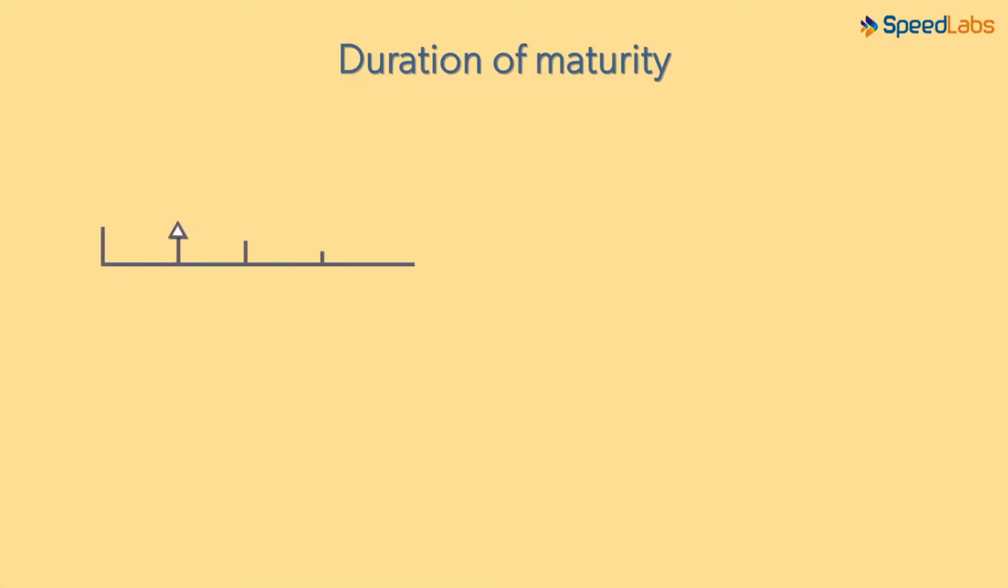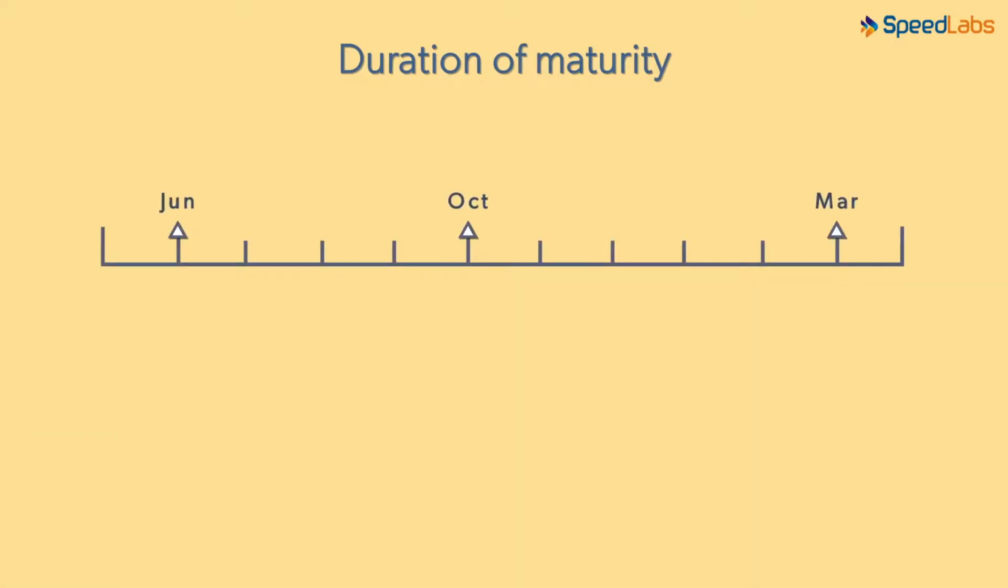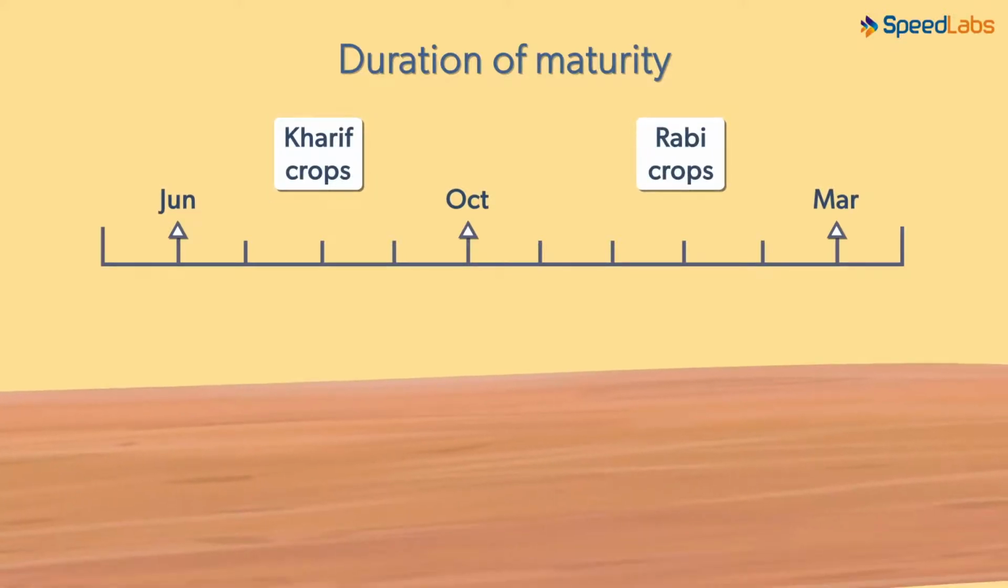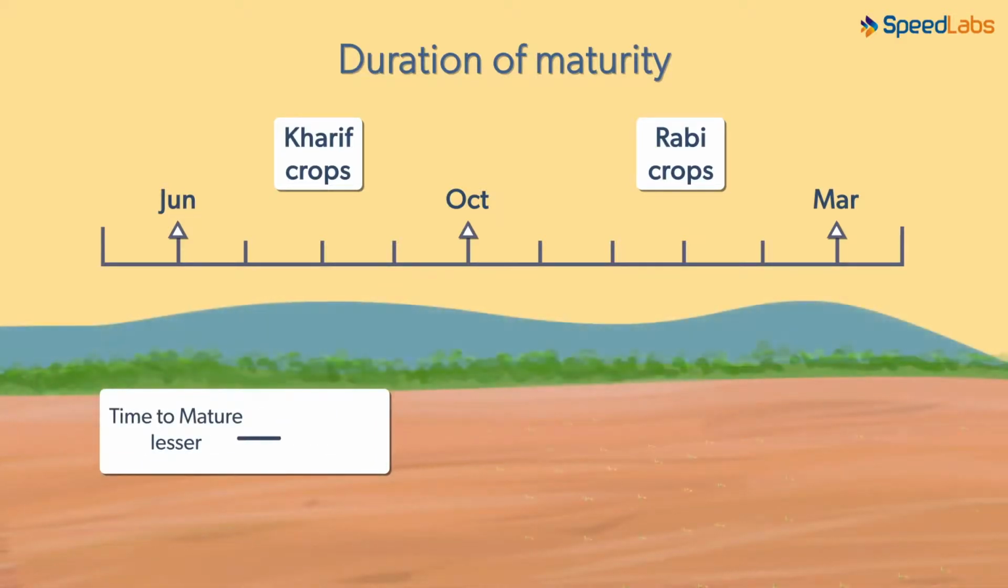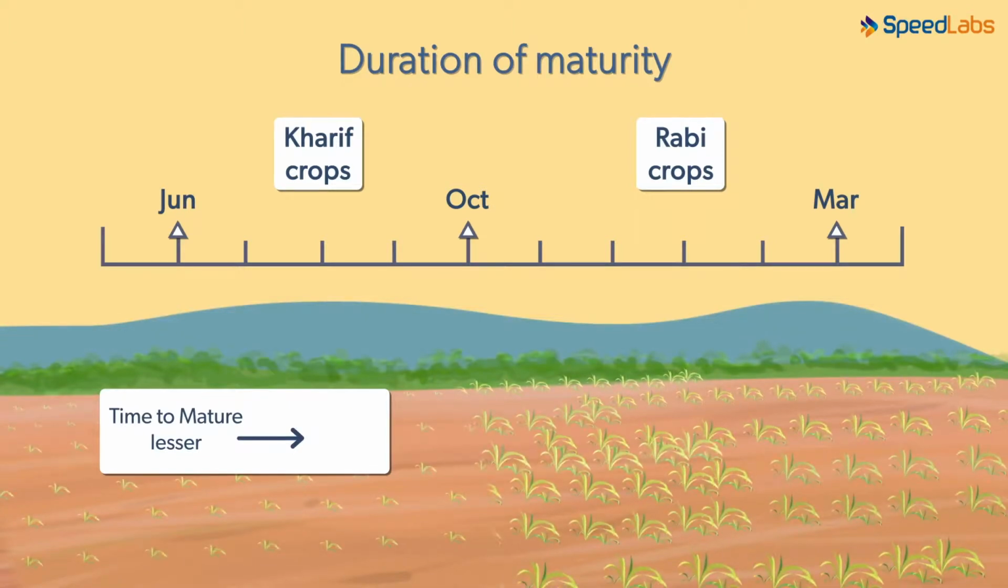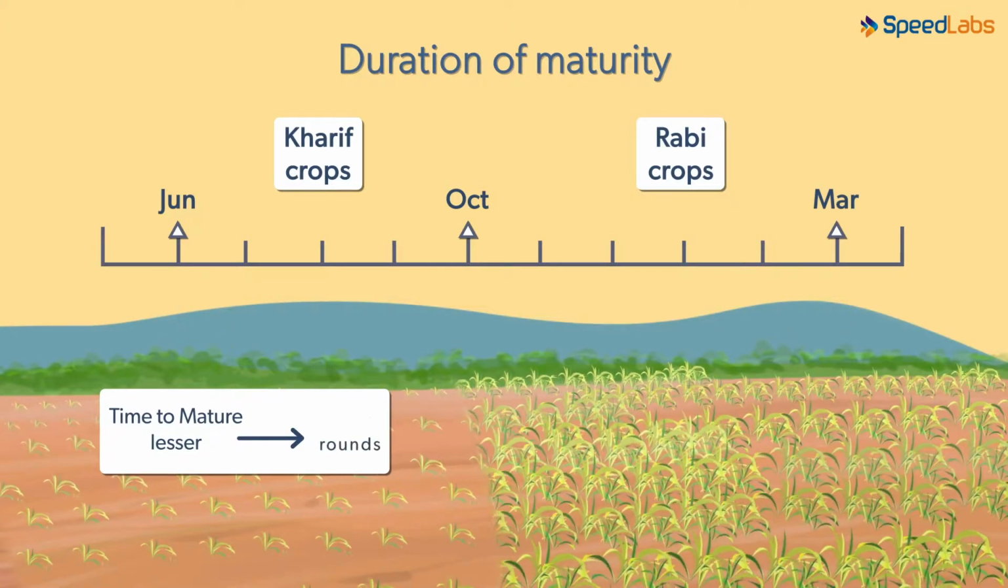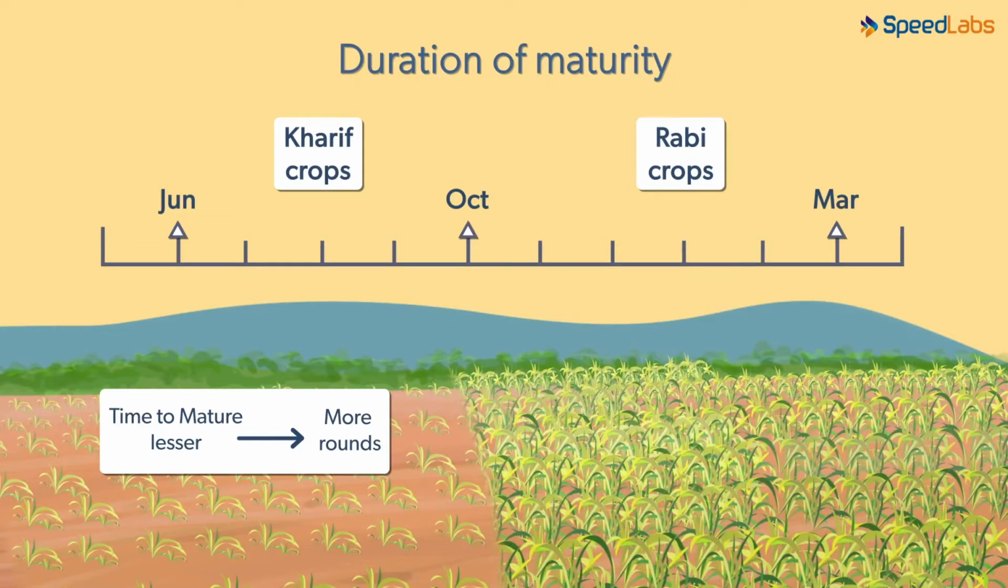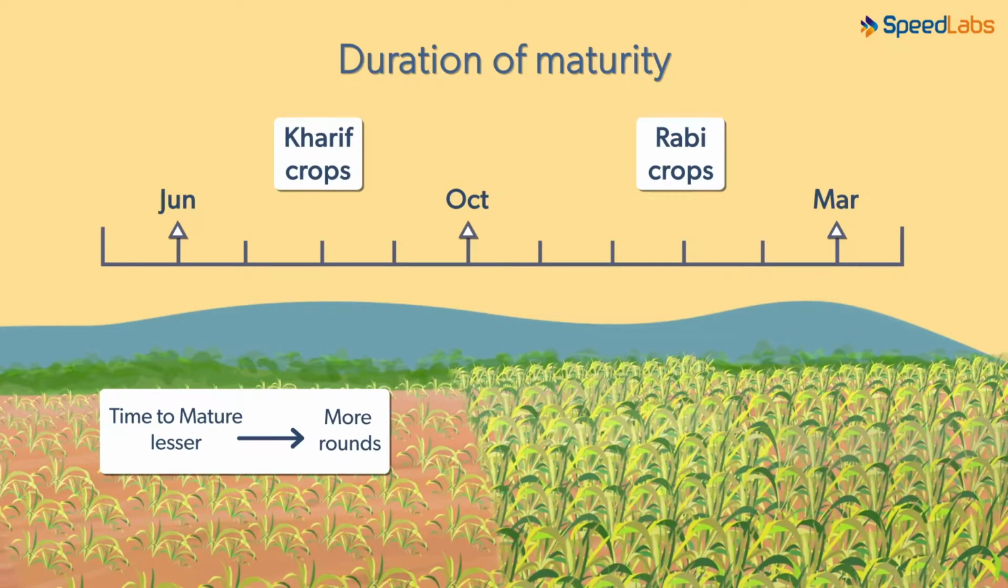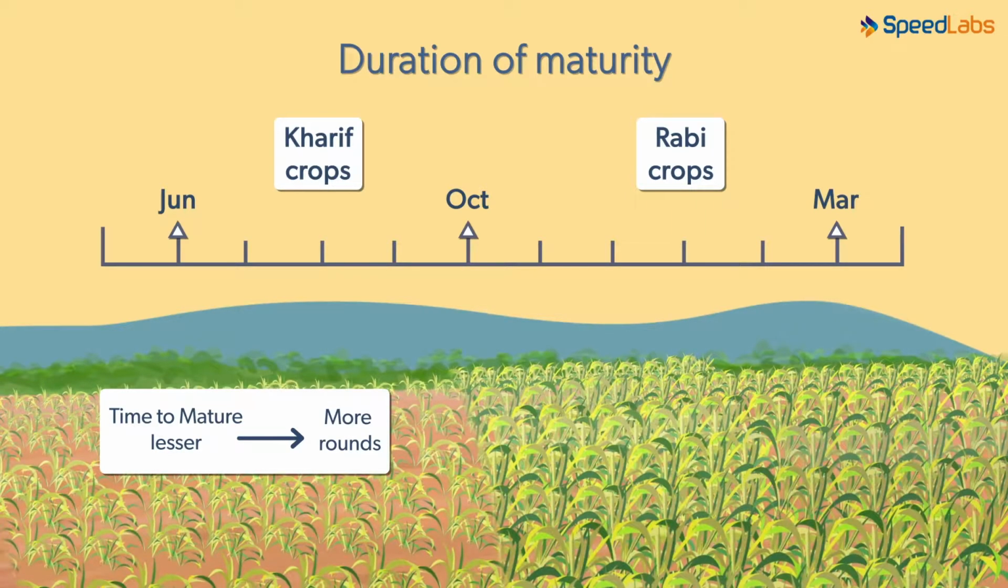How about the duration of maturity? Have you heard the farmers say that they have 2 rounds of crop harvest or that they will till the land for the second round of crops? When can we have a second round of crops? If the time taken by crops to grow and mature is relatively shorter, then we can have many rounds of a crop in the same land. This will ensure greater quantity of yield in the same area.